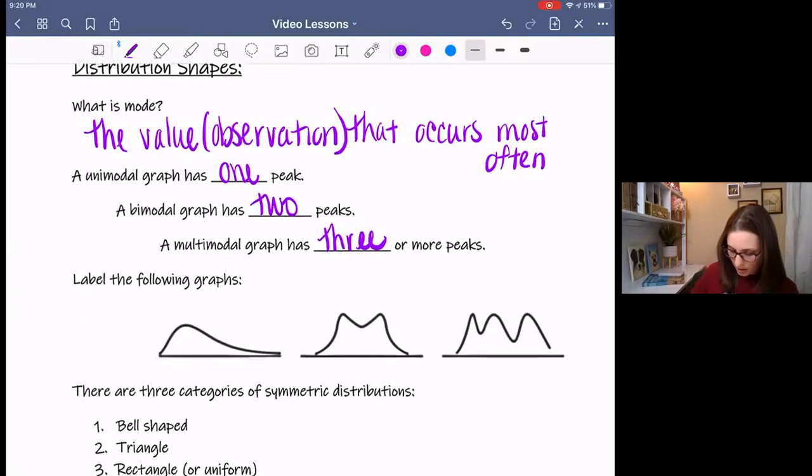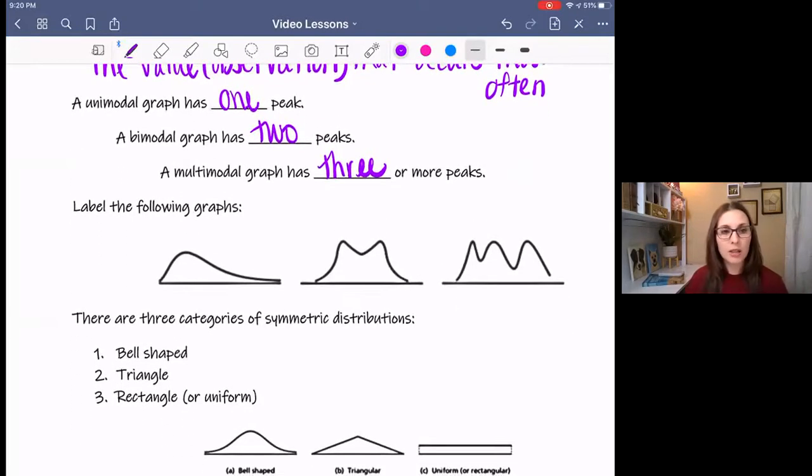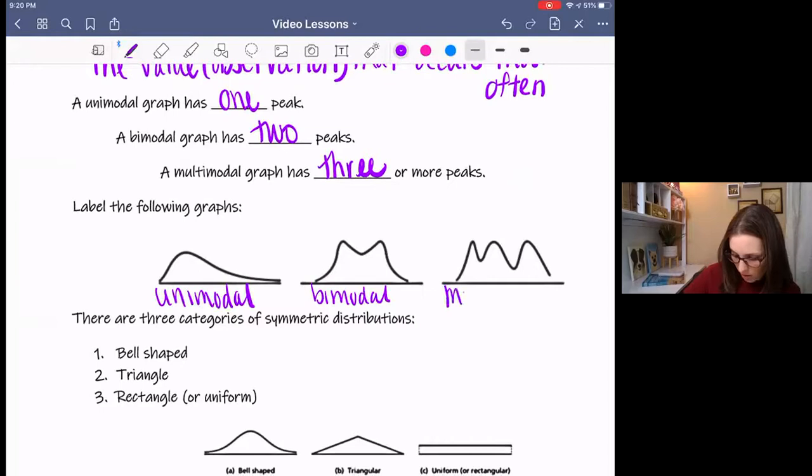So look at these sketches below and decide which one is unimodal, bimodal, and multimodal. Pause it, try it, come back. This one is unimodal, bimodal, kind of in order. Multimodal.